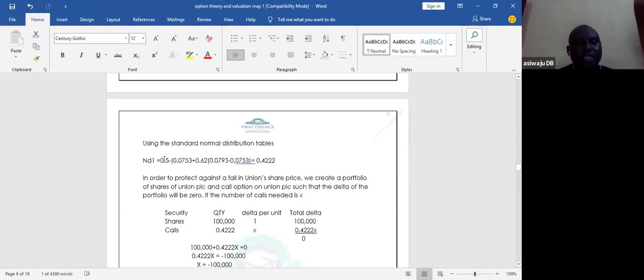Look for the difference. Now, if you work this figure out, you are going to get 0.4222. This is your ND1. And that is the delta value of a call option.